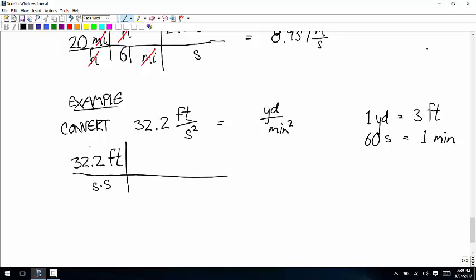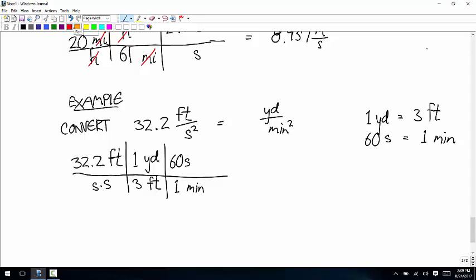Okay, so for the calculation, we have 32.2 feet over seconds times seconds. Let's first convert from feet to yards. So we need the feet in the denominator, yards in the numerator. And if you cancel, now our length units are yards. And now we want to convert seconds to minutes. The unwanted units are seconds, so we want to multiply by 60 seconds over 1 minute.